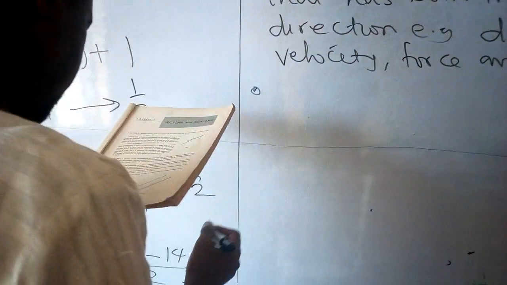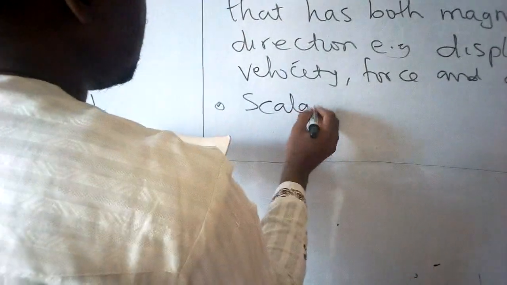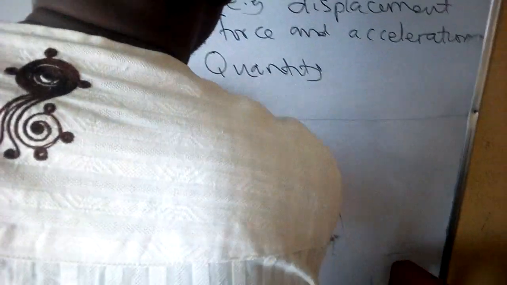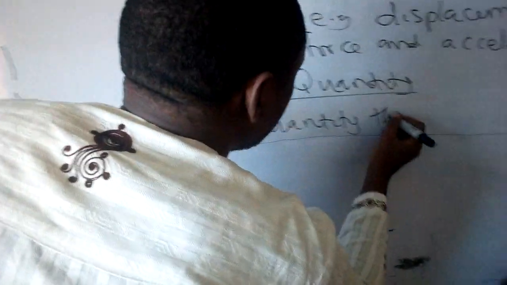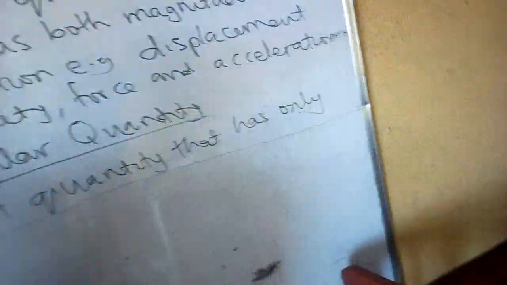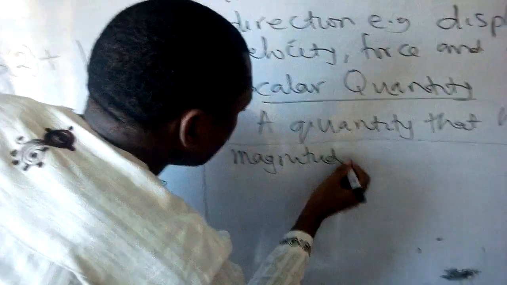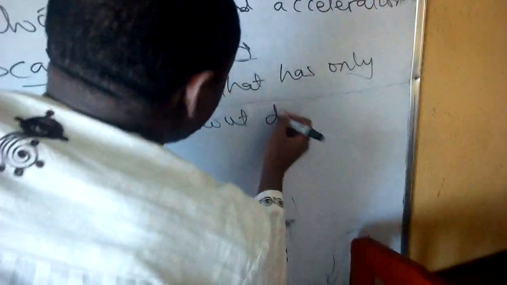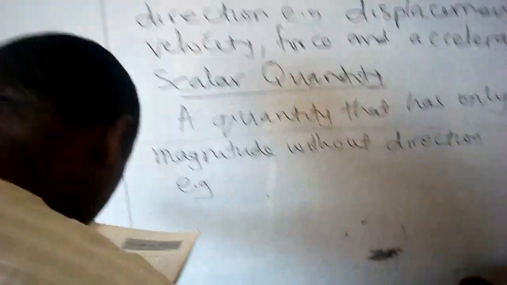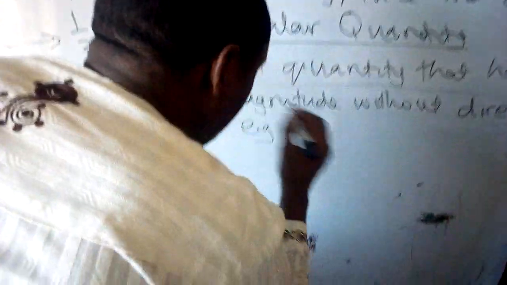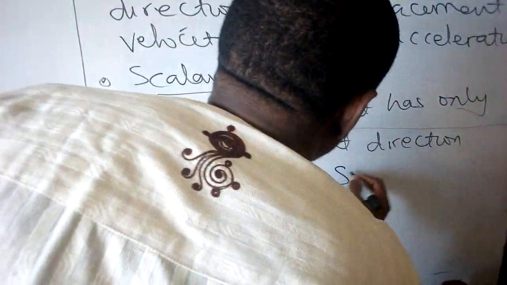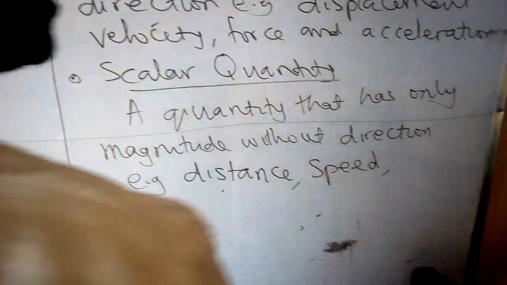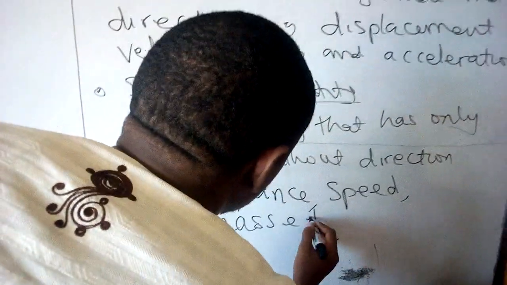Then scalar quantity. Scalar quantity, that's a quantity that has only magnitude without direction. E.g., instead of displacement, the scalar equivalent is distance. Instead of velocity, the scalar equivalent is speed, mass, and so on.